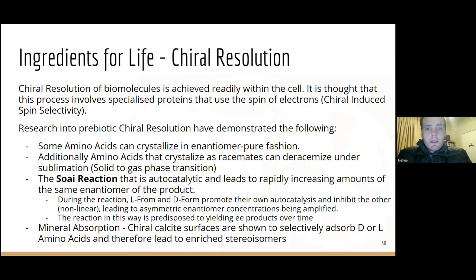Okay, so finally, we'll just go over some of the chiral resolution, which we were talking about before. So chiral resolution of biomolecules is achieved readily within the cell. It is thought that this process involves specialized proteins that use the spin of electrons. So they call it chiral-induced spin selectivity. From all I could gather, that is a fairly new development within the last 5 to 10 years.